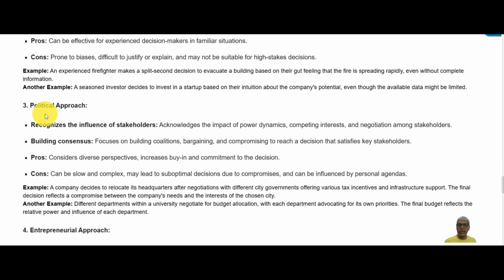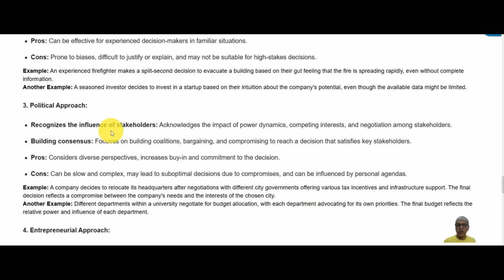Next, we have the political approach. Here, let's take an example. For example, the company decides to relocate its headquarters after negotiations with different city governments, offering various tax incentives. So, the company wants to move to another city, and it talks with the different powers that be, and then decides on going to a particular city because of various tax incentives over there.